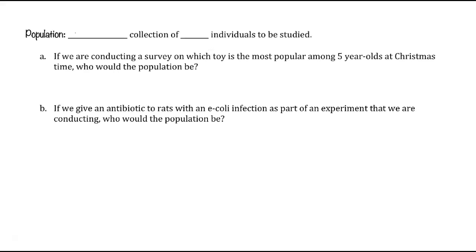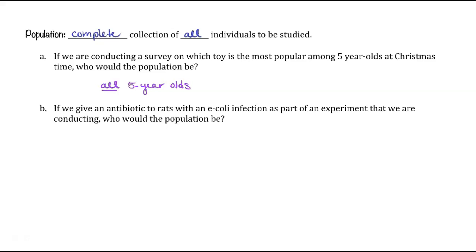Now let's talk about the difference between a population and a sample. A population is a complete collection of all individuals that are to be studied. So for example, if we're conducting a survey on which toy is the most popular among 5-year-olds at Christmas time, who would the population be? The population would be the complete collection of all individuals that are being studied in this case. So the population would be all 5-year-olds. And by all 5-year-olds, we mean all 5-year-olds, anywhere.